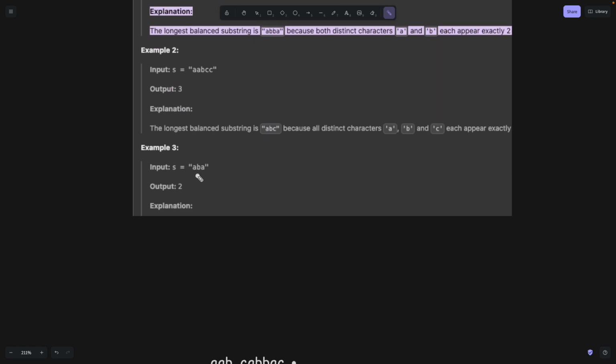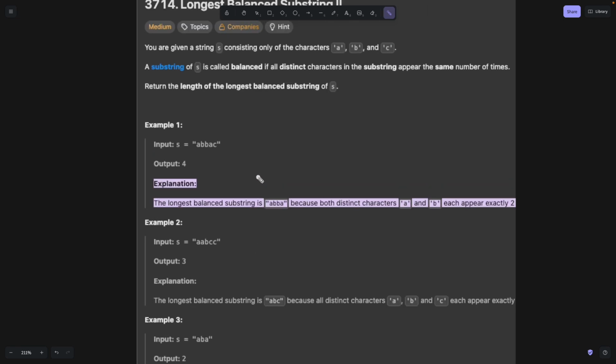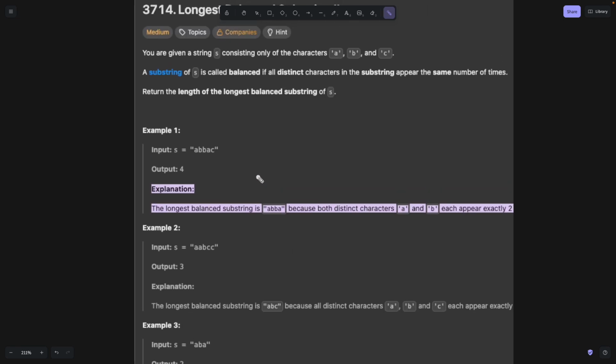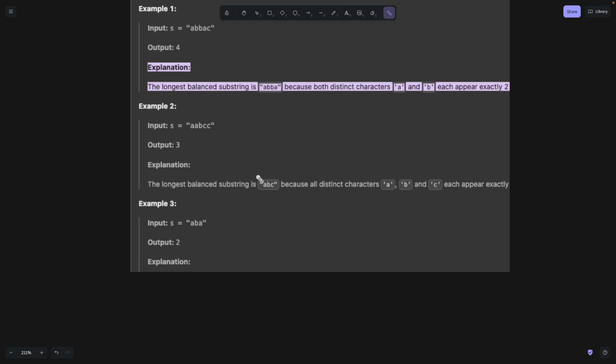In this case, A, B, A, with 1 distinct character, the substring has length 1. But with 2 distinct characters, A and B is one substring, and B and A is another, but the length of both of them is 2. So the maximum result will be 2 itself. So let's see how we can solve this problem.